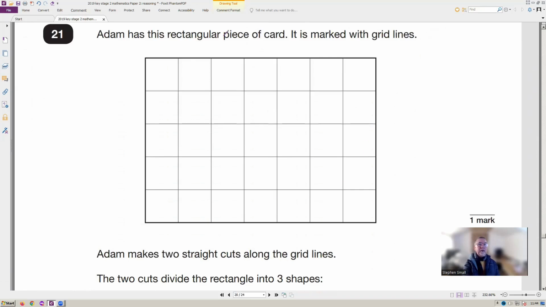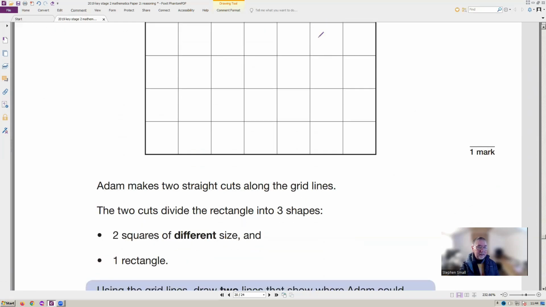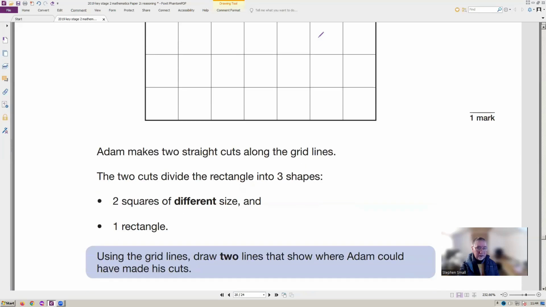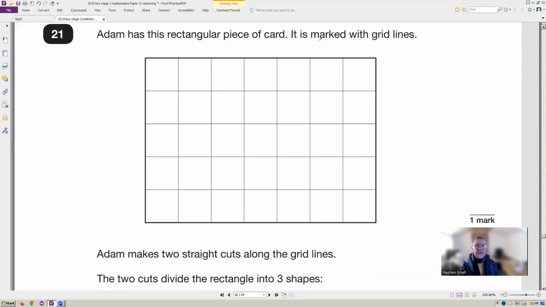Adam has this rectangular piece of card. It's marked with grid lines. Adam makes 2 straight cuts along the grid lines. The 2 cuts divide the rectangle into 3 shapes. What are the 3 shapes? 2 squares of different size and a rectangle. Using the grid lines, draw 2 lines that show where Adam could have made his cuts. Right, 2 squares of different sizes and a rectangle.